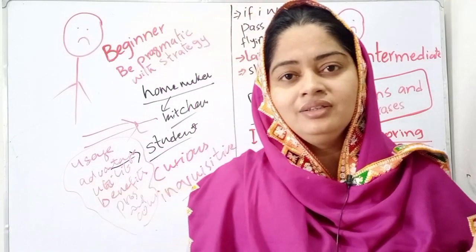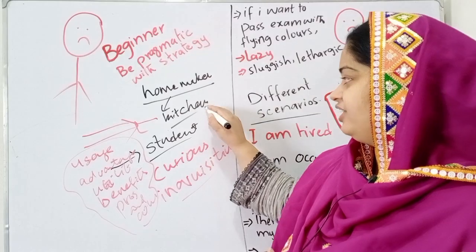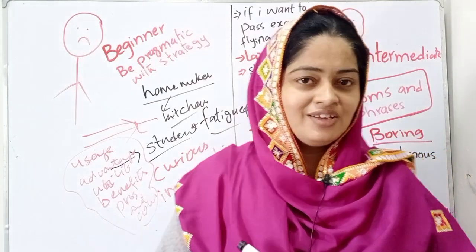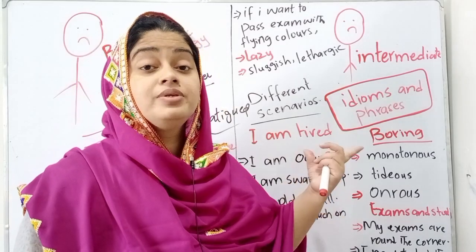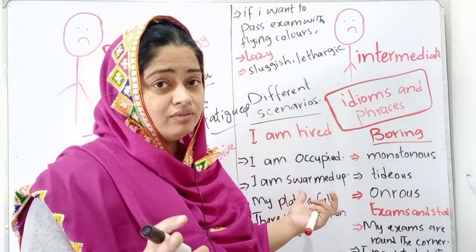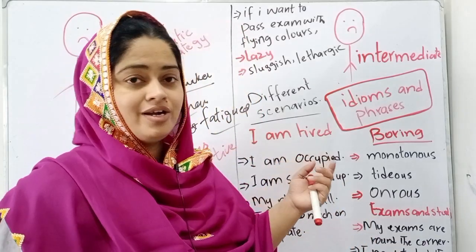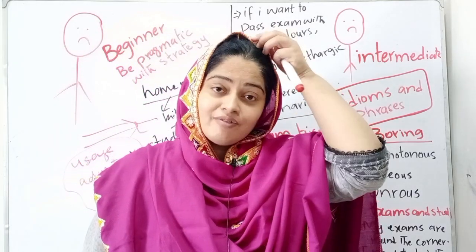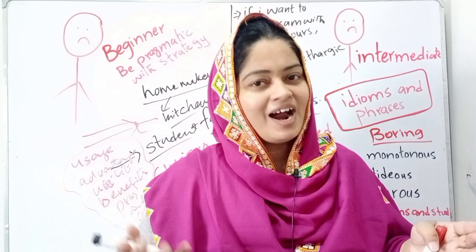I am tired. Instead of using it, you can say I am fatigued. Fatigued. You can also say, I am occupied. I am swarmed up. My plate is full. There is so much on my plate. Now, instead of using tired, you can use occupied, swarmed up. My plate is full. There is so much on my plate. I am fatigued. Very important. Now, you have to utilize it in your language and you will see a tremendous change.